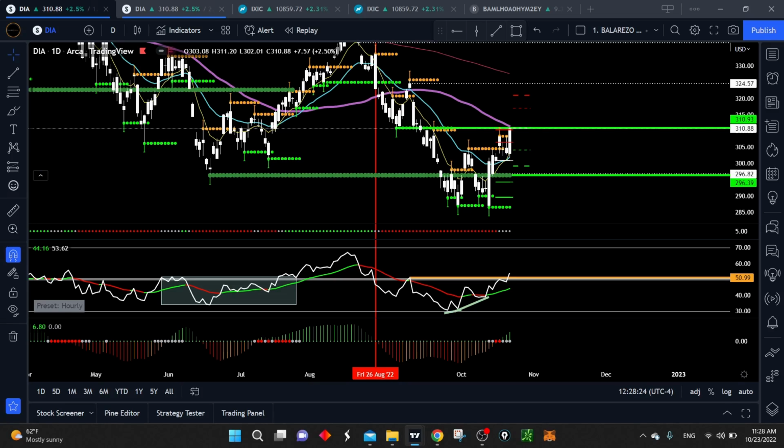So if you want to stack the probabilities on your side, I think it's really important to see the indexes' price action before we take into consideration any long positions, because indexes continue to be below declining 50 daily moving averages. So we have to be really aware of that.